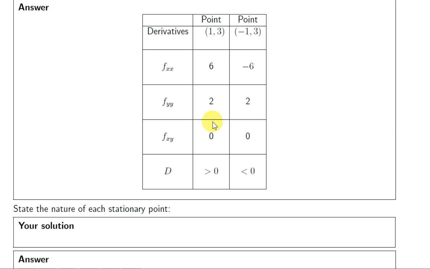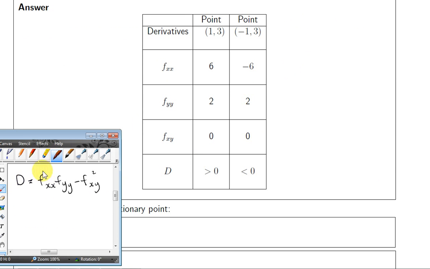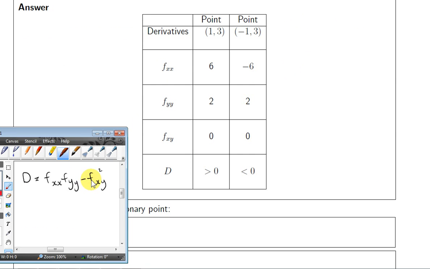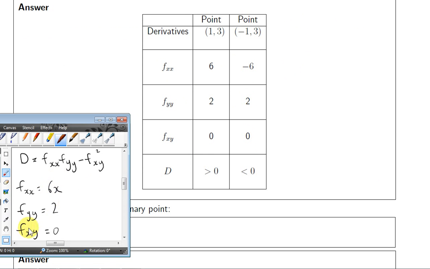Next, we can make out this table, which will enable us to calculate d. So here is the quantity d that we need to calculate. So we can tabulate these second derivatives. So we work out these second derivatives for the two stationary points that were given.